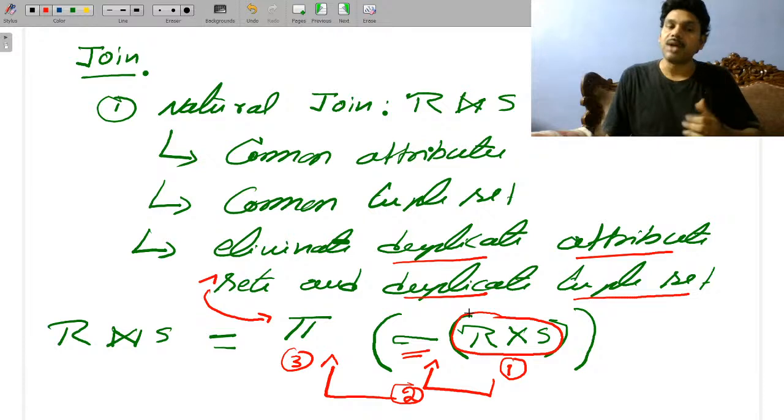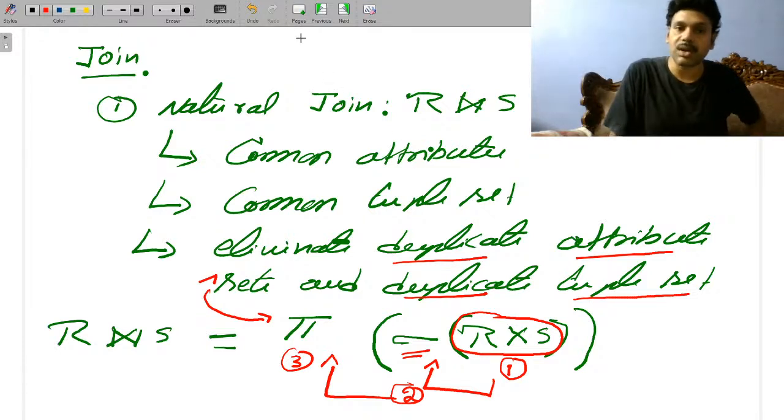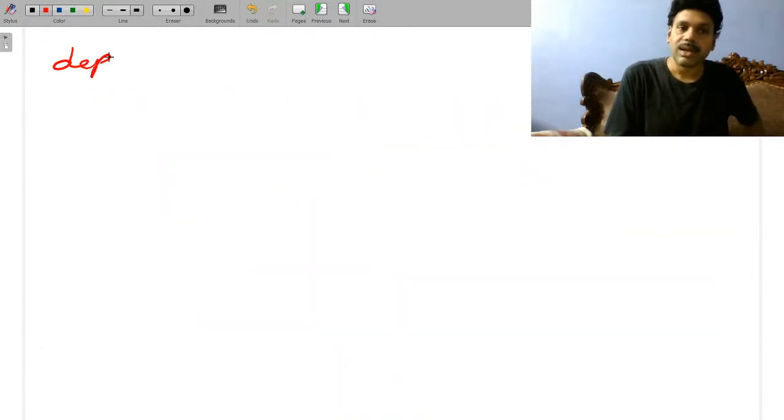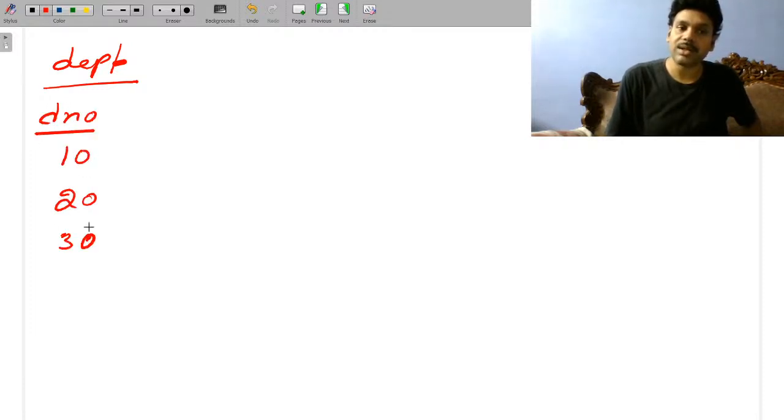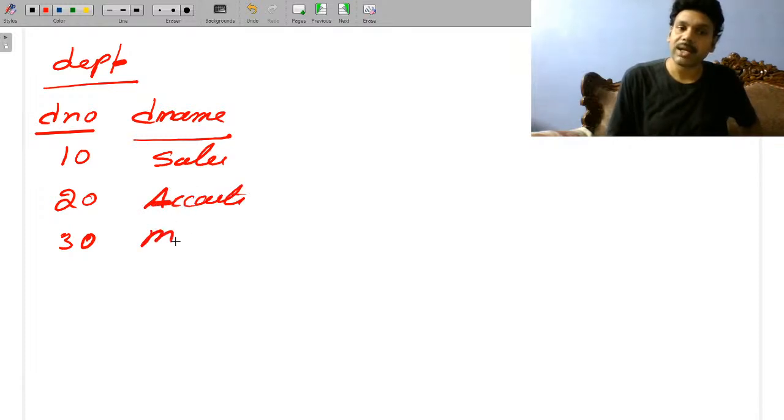Now let us see how natural join works. I am taking a department instance which has department numbers 10, 20 and 30. For department name, we have sales department, accounts department and marketing department. Please observe, friends, every time I change the database instance, please observe carefully.